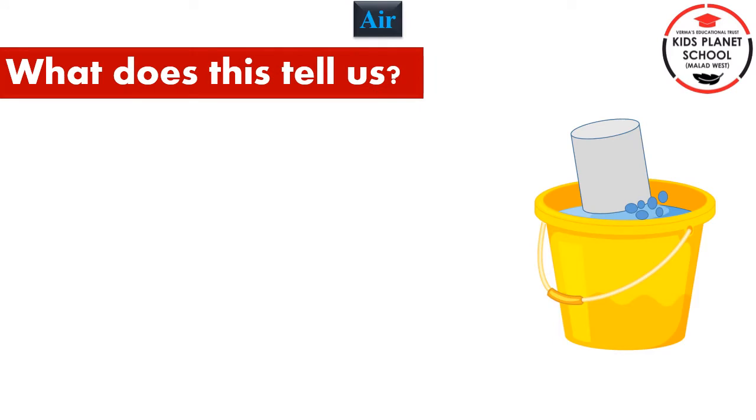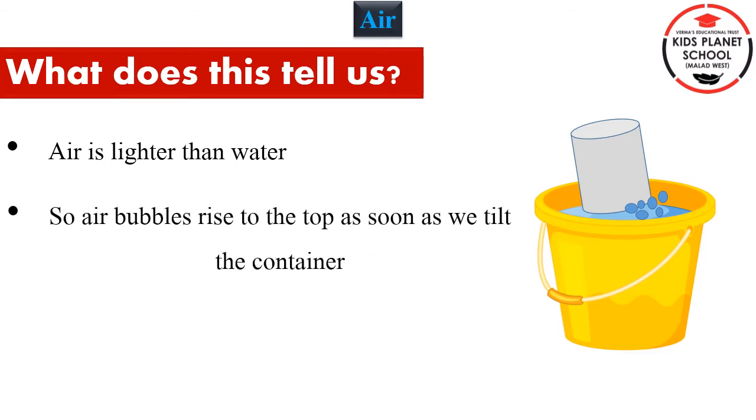What does this tell us? Children, this means air is lighter than water. Water has more weight. Water is heavier than air. This is the reason air bubbles rise to the top as soon as we tilt, bend the container.